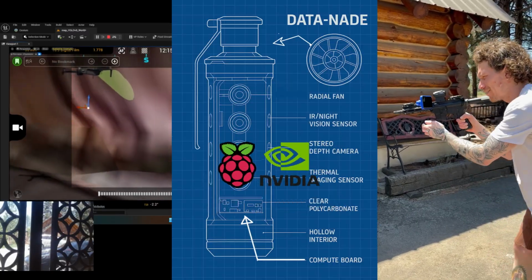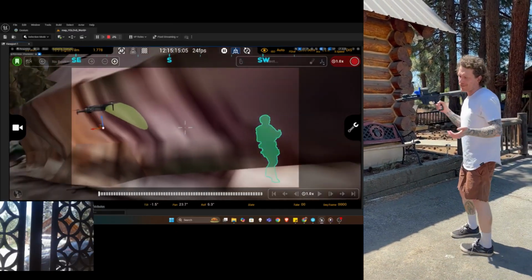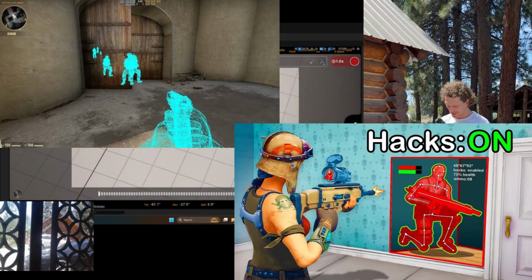And then you could get eyes on everybody. It's kind of like hacking in real life. You'd have wall hacks in real life. So I thought that'd be cool.